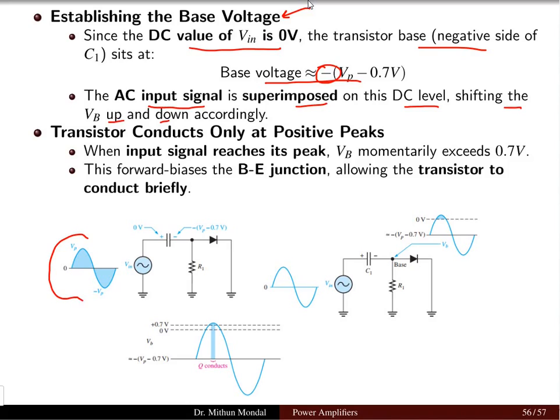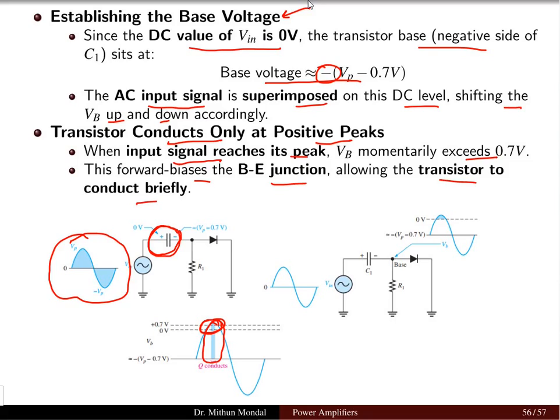So when we are giving the input AC cycle to this capacitor in the positive and negative half cycle, only in the positive half cycle will it conduct, and in the negative half cycle it will not conduct. So the conduction we get is only for a small time period in the positive half cycle. The transistor will conduct only at the positive peak, when the input signal reaches its peak and the base voltage momentarily exceeds 0.7 volt. The forward biasing of the base emitter junction will allow the transistor to conduct briefly.